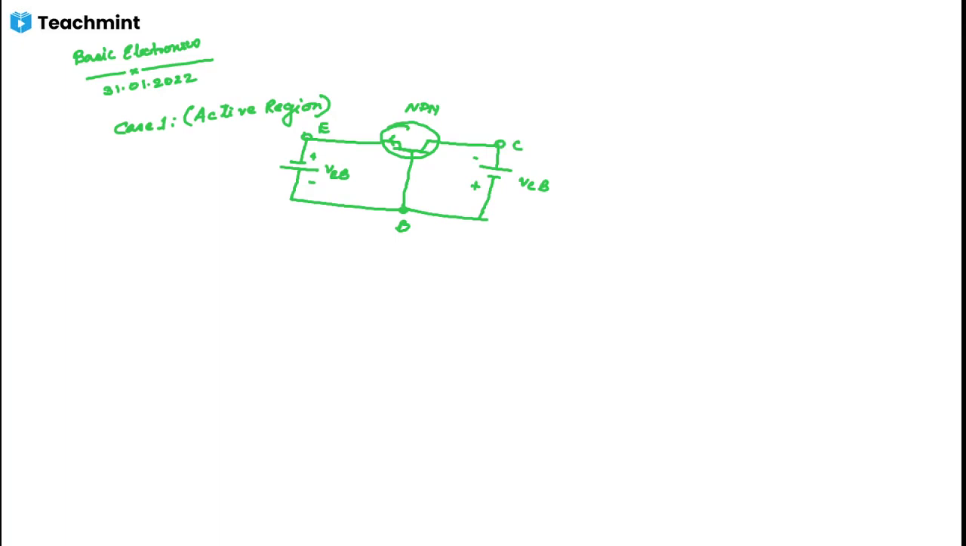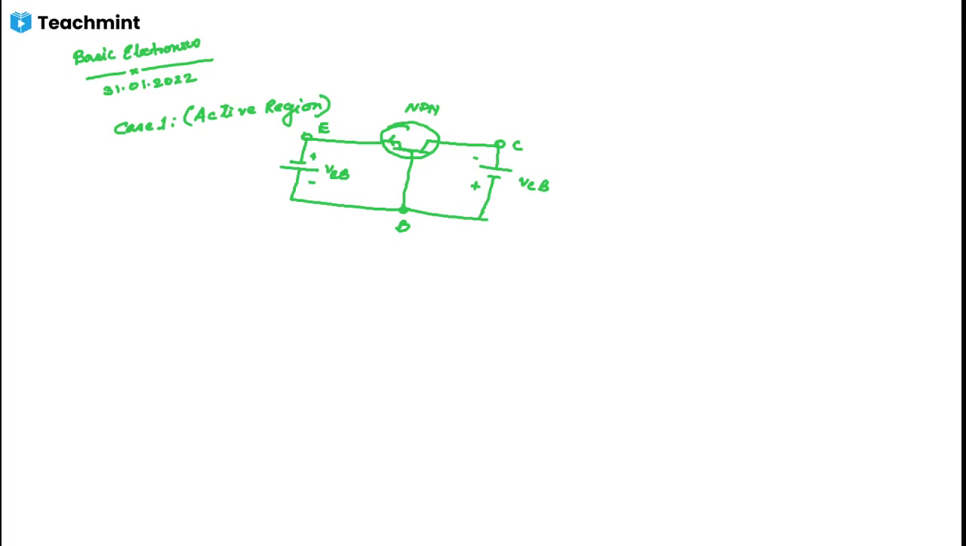In this mode, the emitter base junction is forward biased and the collector base junction is reverse biased. Battery VEB is the connection between the emitter and base so as to make the emitter base junction forward biased. Similarly, battery VCB makes the collector base junction reverse biased. In this region, the transistor is used for amplification. In this region, the collector current depends upon the base current. So that is the active region.